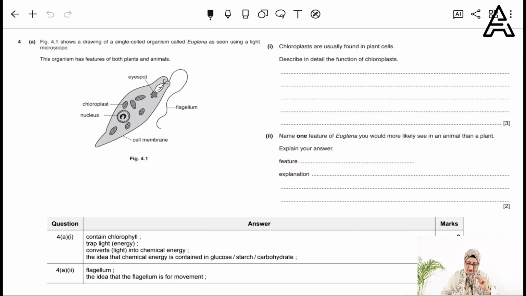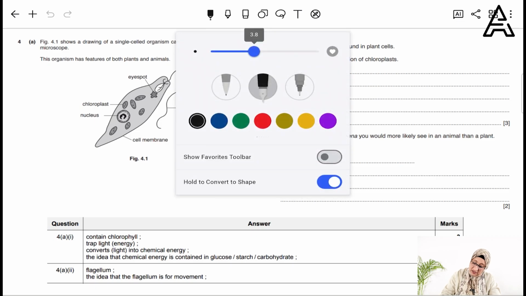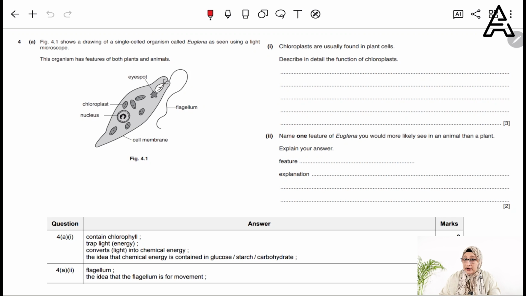Let's look at this question. Figure 4.1 showing a drawing of a single-celled organism called euglena. مش لازم الكويستشن يبقى targeting your syllabus. ممكن الكويستشن يجي out of syllabus and you apply your knowledge. So this is an unknown organism for you, the euglena. Okay? The organism has both features, animals and plants. عنده features من animal وعنده features من plant. Chloroplasts are usually found in the plant cells. صح. Describe in detail the function. يبقى he wants 3 marks on the function of chloroplast.